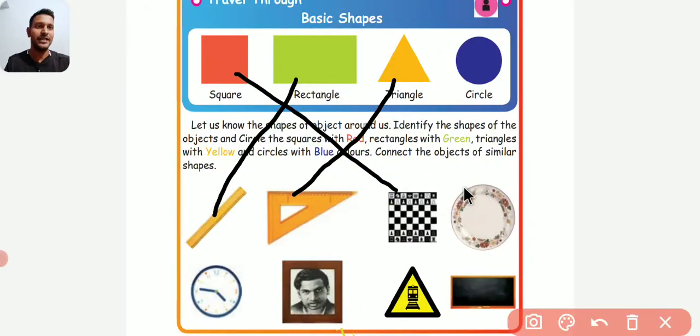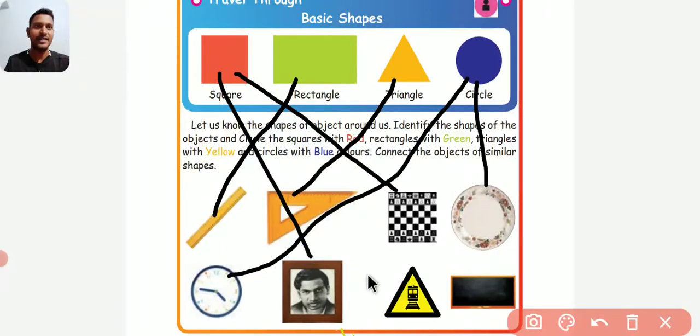You see this object, what does it look like? Yes, circle. It has no sides. This also looks like what? Yes, circle. You see this picture. This picture has 4 sides. 1, 2, 3, 4, and all the 4 sides are equal. Therefore, it looks like a square. This object has 3 sides. Therefore, it looks like a triangle.